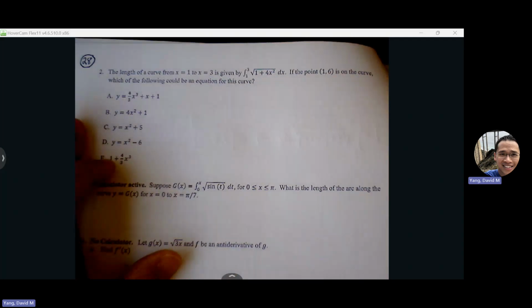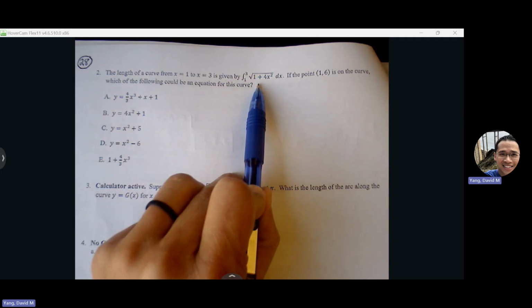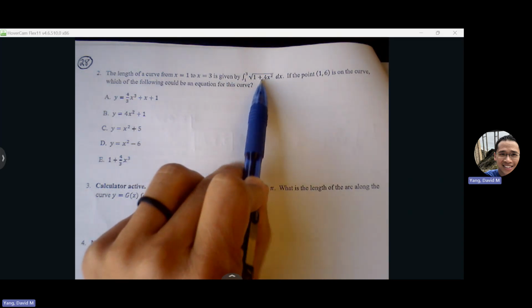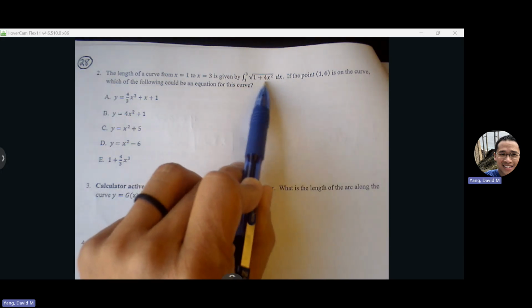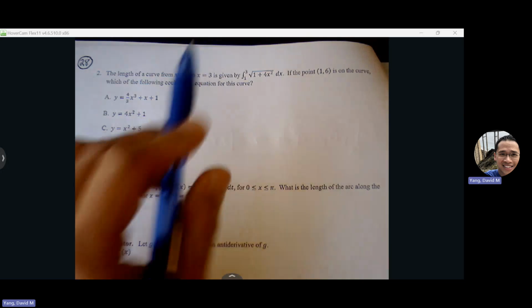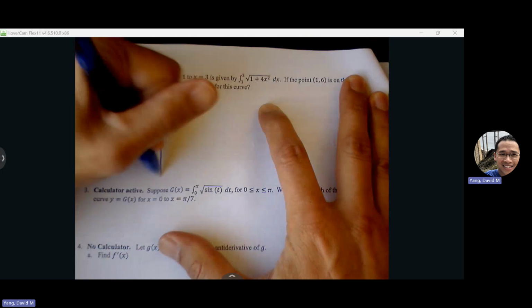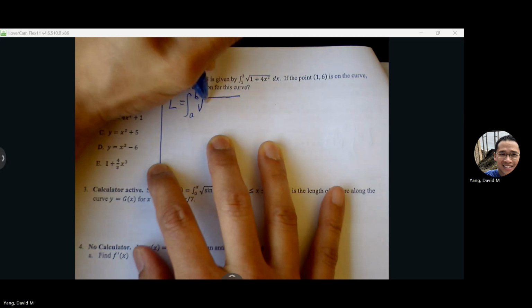Okay, number 2. The length of a curve is given by the definite integral. If the point 1,6 is on the curve, which of the following could be the equation of this curve? So we're working backwards here. We have information about f prime, and we're trying to work backwards to figure out what f of x is that is causing this to be 4x squared. So we're having to work backwards from our arc length formula. So let me write the arc length formula here so we can match up the parts with this problem.